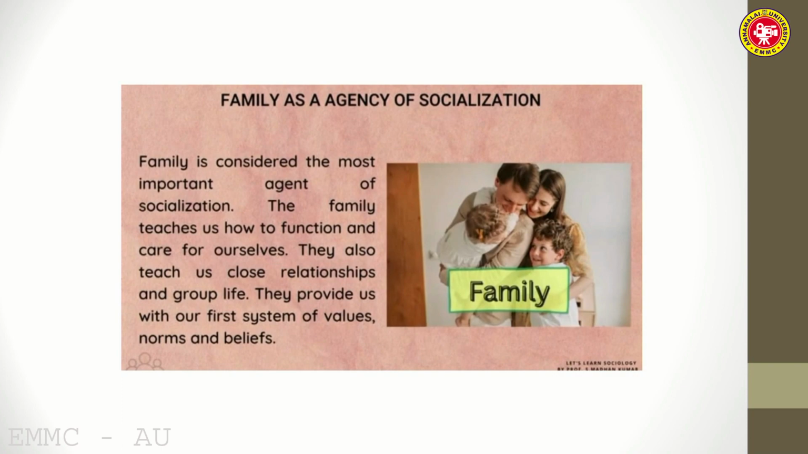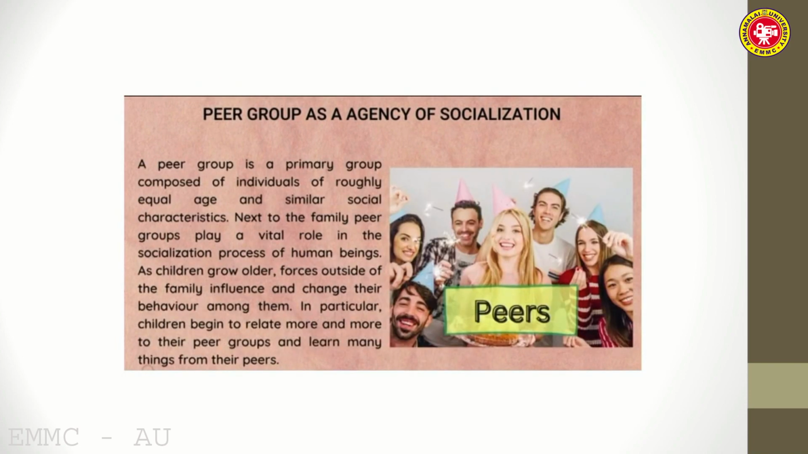Family as an agency of socialization, because family is the first social institution. Family is considered the most important agent of socialization. The family teaches us how to function and care for ourselves. They also teach us close relationships and group life. They provide us with our first system of values, norms and beliefs.